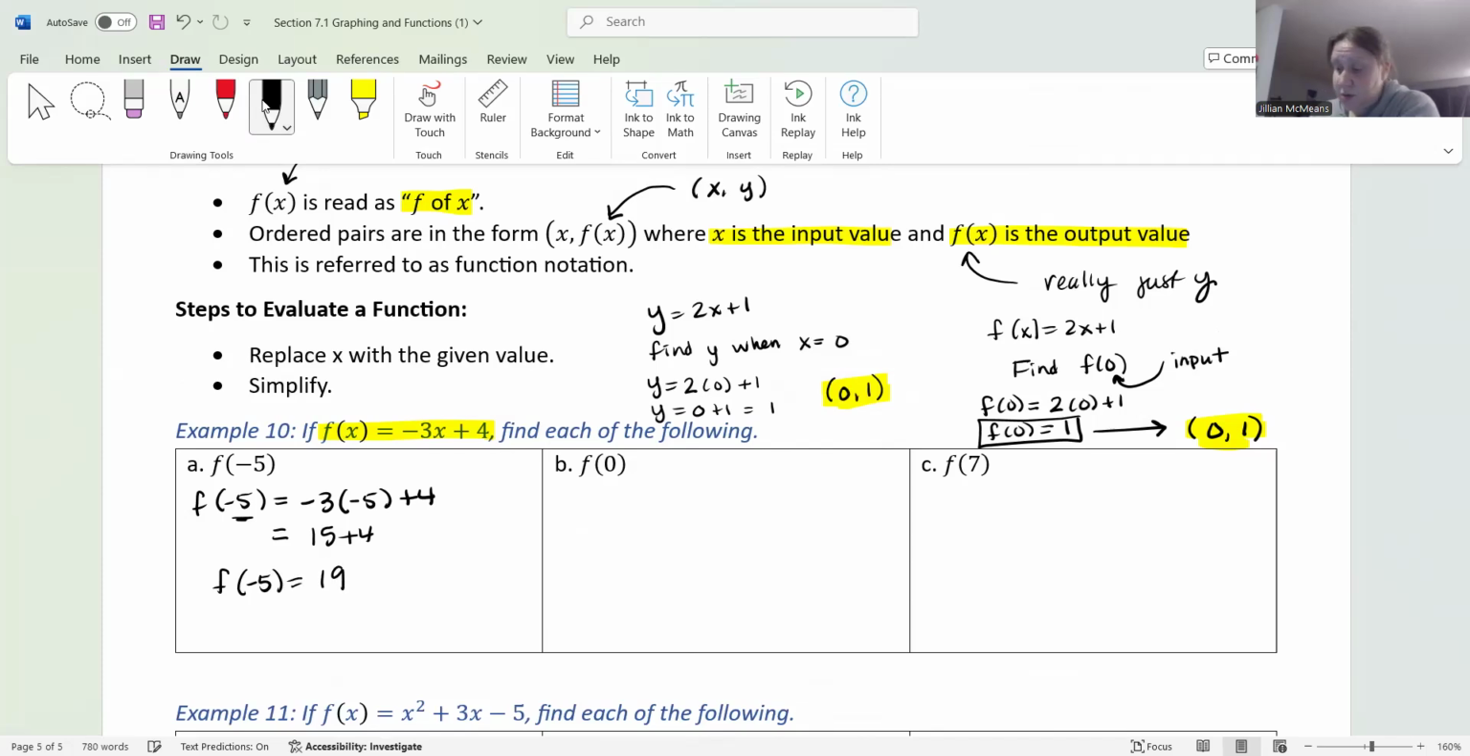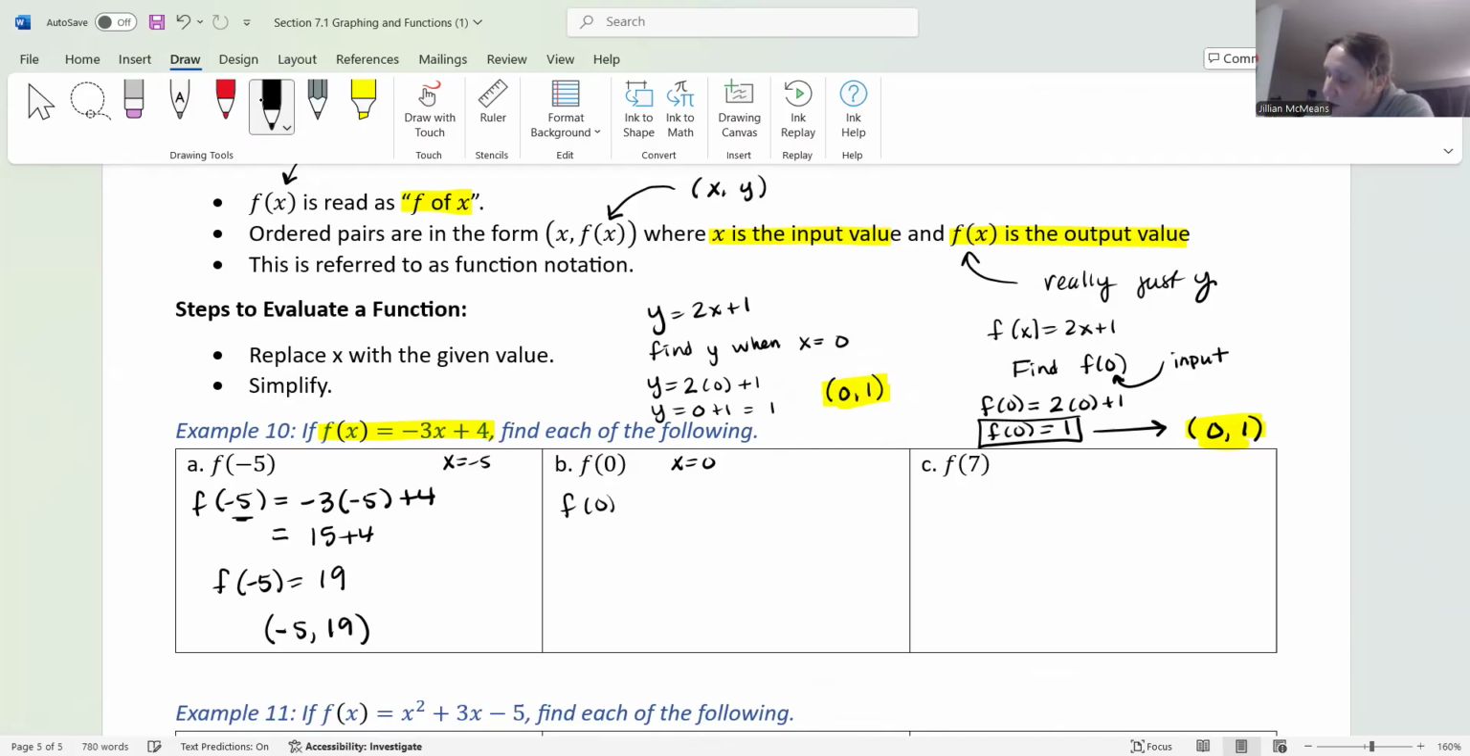And as long as you're dealing with strictly numbers like this, we could say that this corresponds to the ordered pair. Well, whatever is inside parentheses is your x, and then whatever you get on the other side of the equals is your y. So that corresponds to the ordered pair negative 5, 19. Okay? Now, next up, we're going to take the same function, but we're going to evaluate it for a different value. We're going to evaluate it for when x is 0. Okay, so remember, this is just when x is 0. This is when x is negative 5.